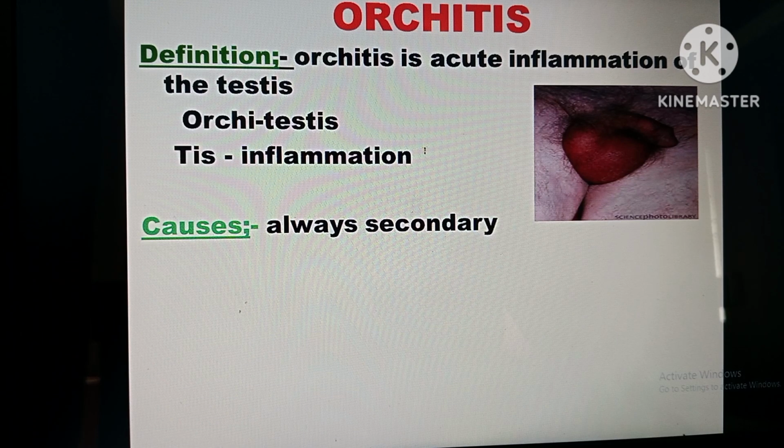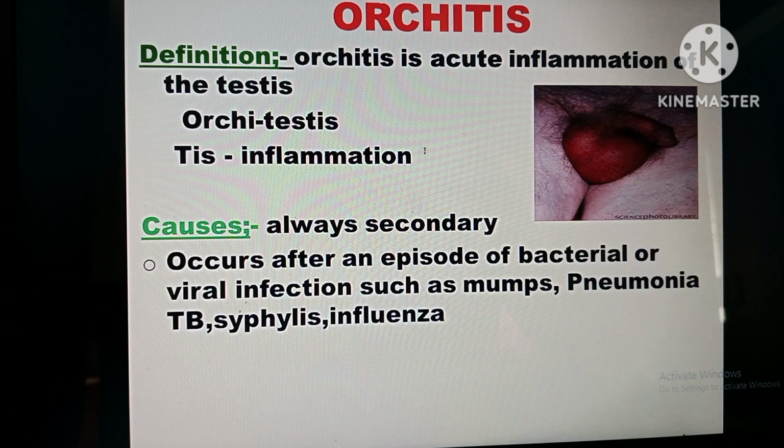Okay, what are the causes? Orchitis is always secondary. Secondary means it occurs due to some other disease; the client is already suffering from a bacterial, viral or other disease, and as a complication the client gets inflammation of the testis. It occurs after an episode of bacterial or viral infection such as mumps. Mumps is a viral infection that infects the salivary gland. Pneumonia is an inflammation of the lungs. And TB, you know, tuberculosis.